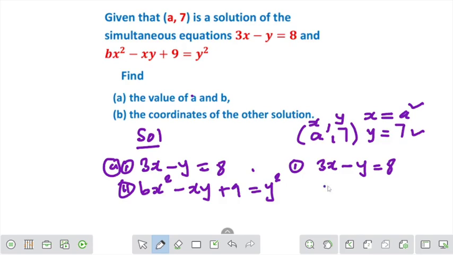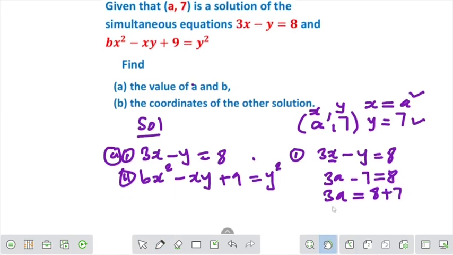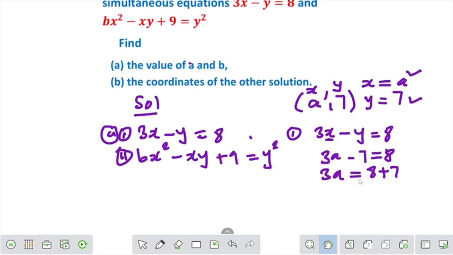So we are going to have 3. Where there is this x right here, we put a, so it will be 3a. Minus, where there is this y, we put 7. Then is equal to 8. So from here, we can now write 3a is equal to 8 plus 7. We have just shifted negative 7 to the right hand side, and it has become a positive 7. So we are going to have 3a is equal to 8 plus 7, this gives us 15.